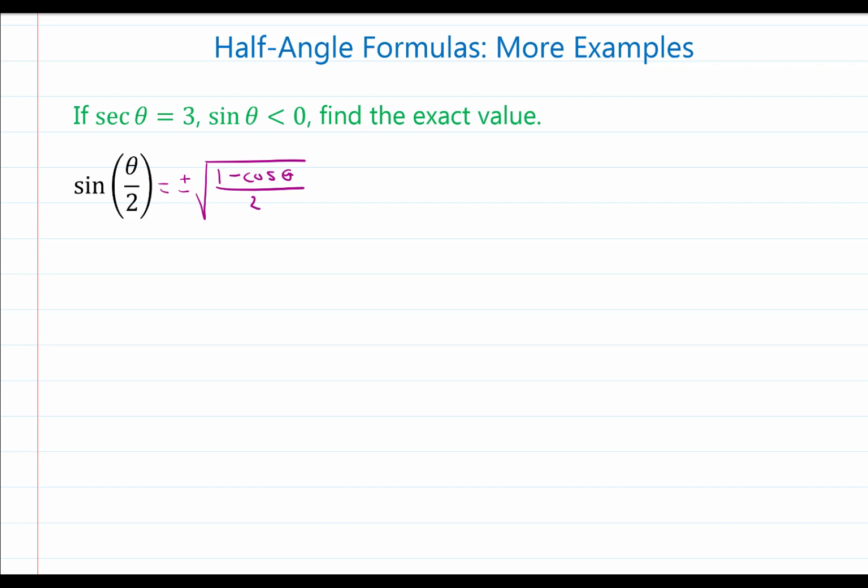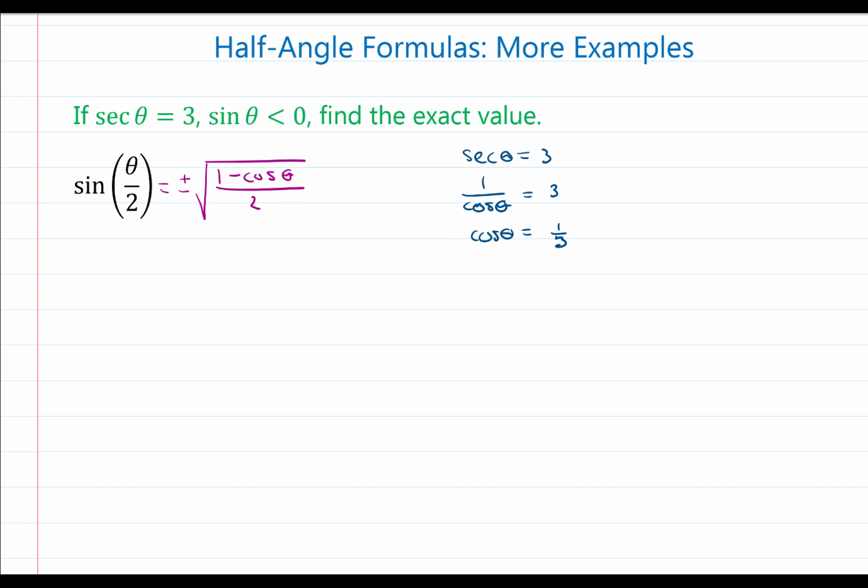Here's what we know. We know that secant of theta is equal to 3. We also know, based on the reciprocal identity, that secant of theta is really equal to 1 over cosine of theta, and so 1 over cosine of theta is equal to 3. We can then take the reciprocal of both sides, and what we get is cosine of theta is equal to 1/3. So we've now successfully found the exact value of cosine of theta.